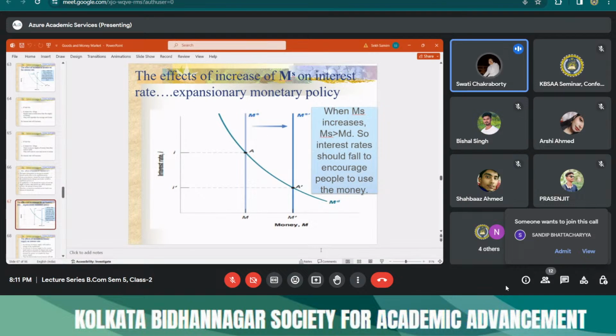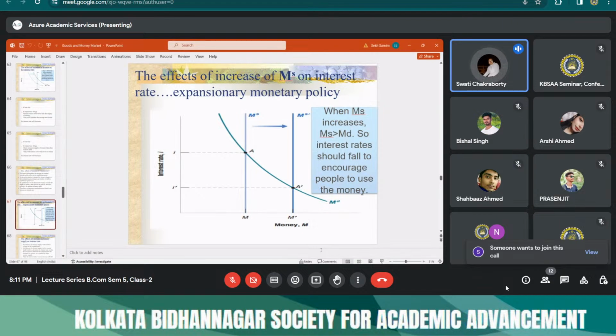Now, suppose the central bank increases the total amount of money. So, money supply increases. So, we see a shift of the money supply curve to the right. So, what happens? At the rate of interest I, we see that there is an excess supply of money. Why? Because people are not willing to hold money. The rate of interest on investing in assets is quite high. They would earn more, so they don't want to keep the money in cash.